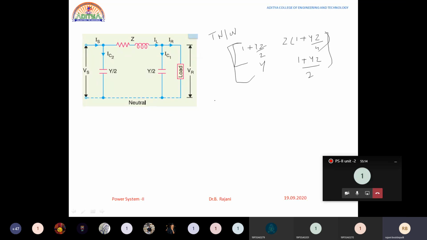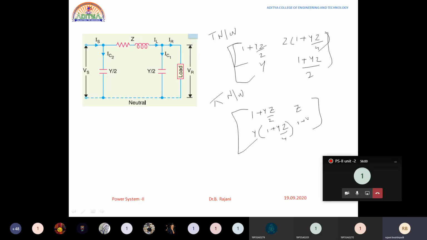Now coming to the pi network. What is the pi network representation? Just now we have done it. The pi network is nothing but this one. See, I will be showing you the pi network. A is 1 plus YZ by 2. B is equal to Z, very good. C is equal to Y into 1 plus YZ by 4. Next one, what is it? D is 1 plus YZ by 2.